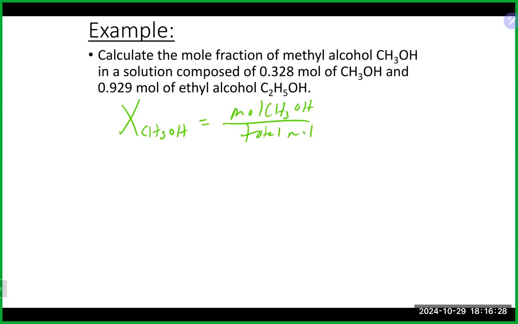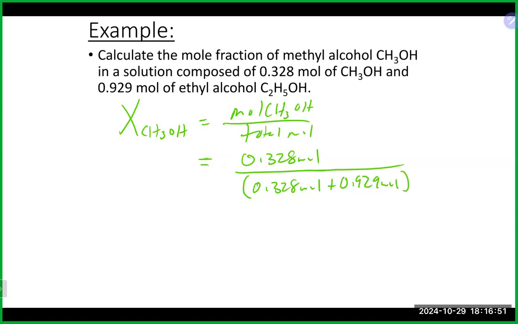Obviously, in this particular case, they gave us everything in moles, but if you had things in grams, you would use the molar mass to convert to moles. So let's pop in our numbers. We'll go with 0.328 moles up on top. We're going to add both of those together to get our total moles, which I think, by the way, will get you 1.257 moles. 0.328 divided by 1.257 will get us 0.261 as the mole fraction.